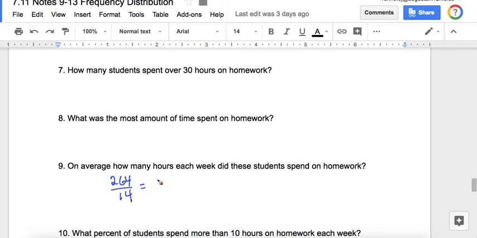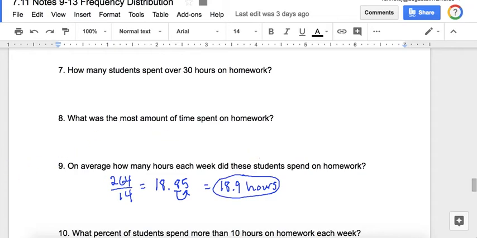My calculator had a bunch of numbers after the decimal, so I'm going to write down the first two because we typically round the mean to the nearest tenth unless it says otherwise. So I'm going to underline the tenths place, look to the right. If it's 5 or above, give it a shove. So the mean is 18.9 hours. So on average, these 14 students spent almost 19 hours.